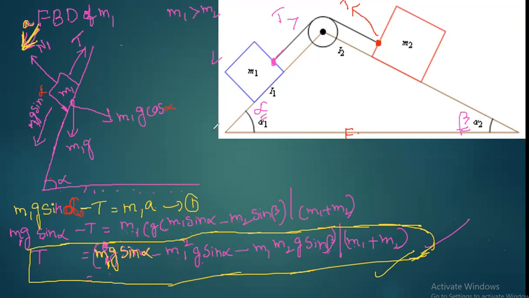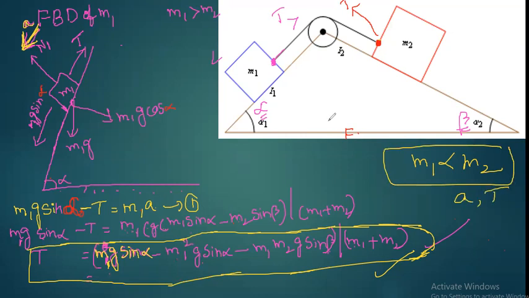You understood? So you try to take m1 less than m2 in the home and you get the value of A and T. You try to solve all four types of FBDs in the home and comment it. Okay? Come on, thank you.